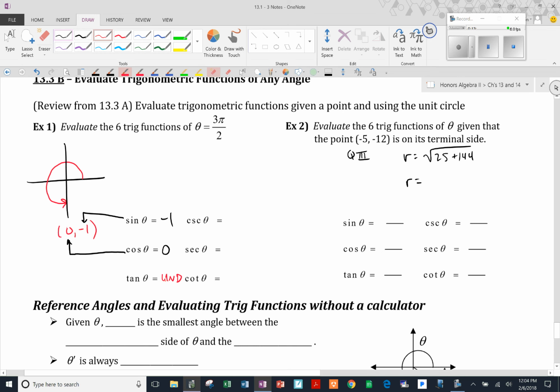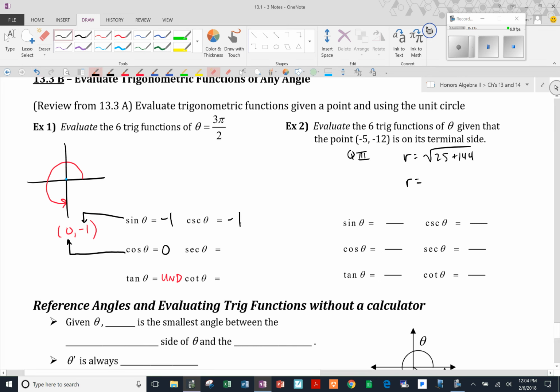So think about where cosine is 0. Cosine is 0 on both these axes right there. So tangent will always be undefined at pi over 2, 3 pi over 2, and any angles that are coterminal with those angles. Okay. Now we flip them to get the other two.